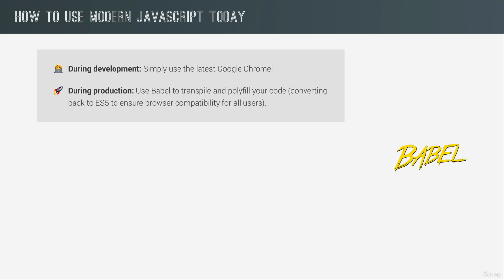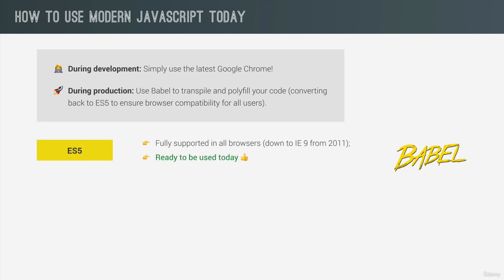We will use a tool called Babel later in the course to transpile our code, but for now, during the course, we won't need that. Again, because you're using the most up-to-date browser during development. Transpiling back to ES5 is only necessary after your app is developed and you want to ship it to your users. Alright, so now let's take a look at how different JavaScript releases can be used today.